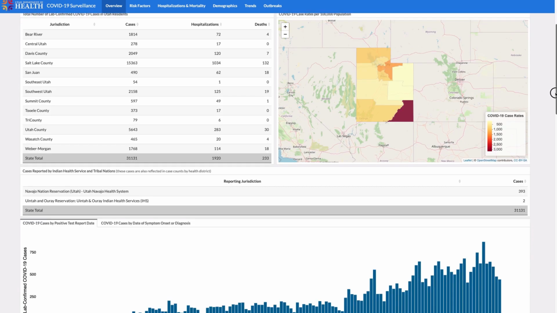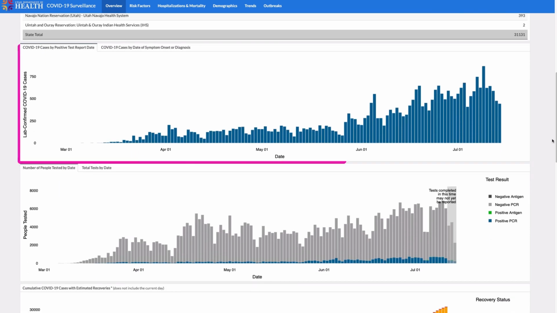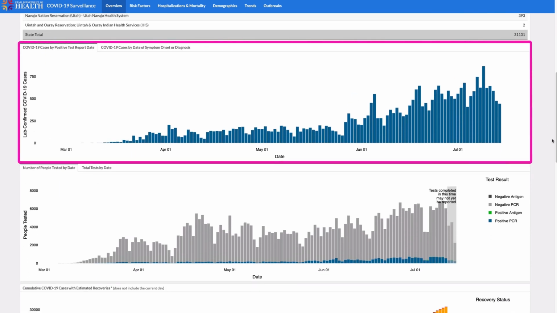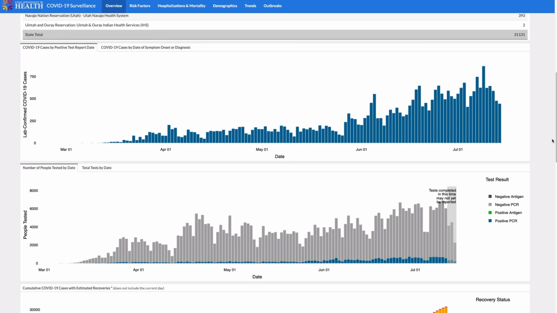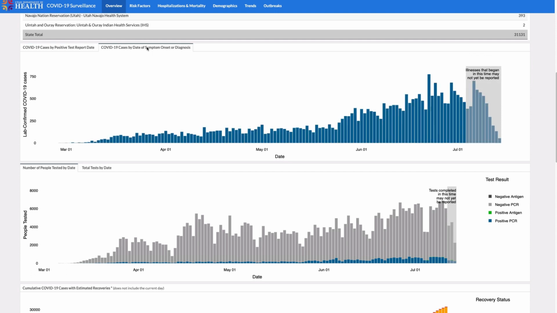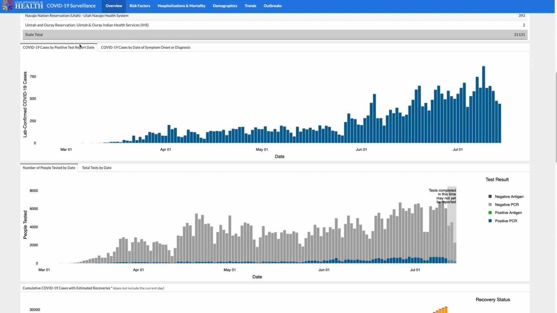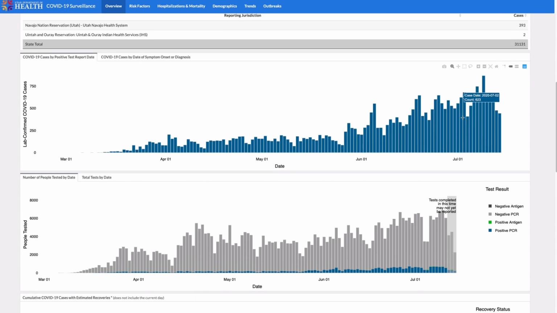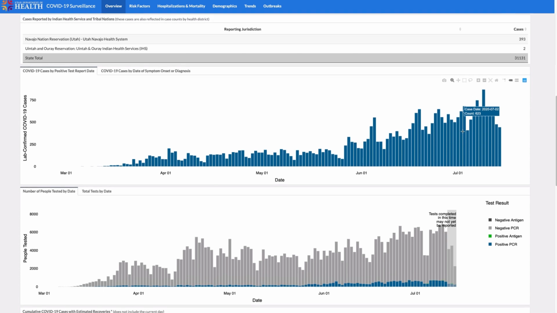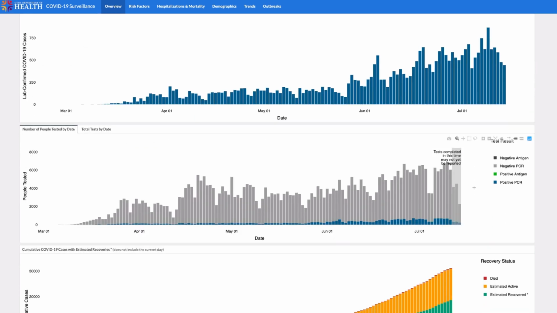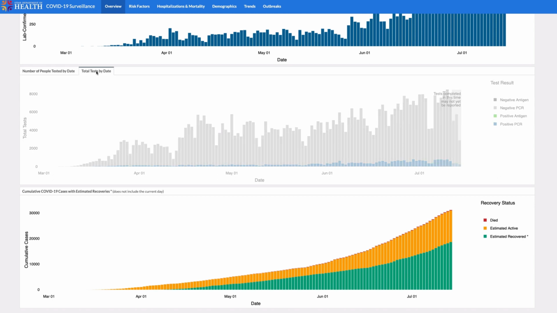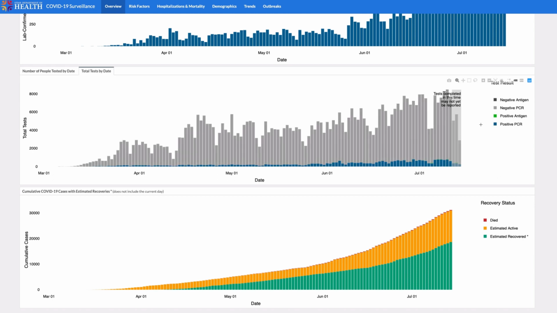Moving down the page, the cases by positive test date and the cases by symptom onset date charts have been collapsed under tabs to preserve space. Clicking on the relevant tab will reveal the chart. For all charts, you can hover your cursor over the chart to see the specific data points. Below these charts, we have added a total test by date chart.